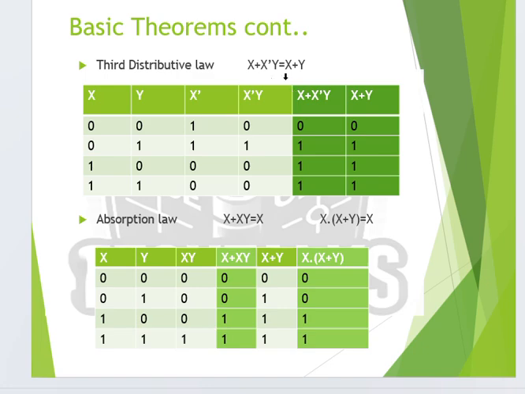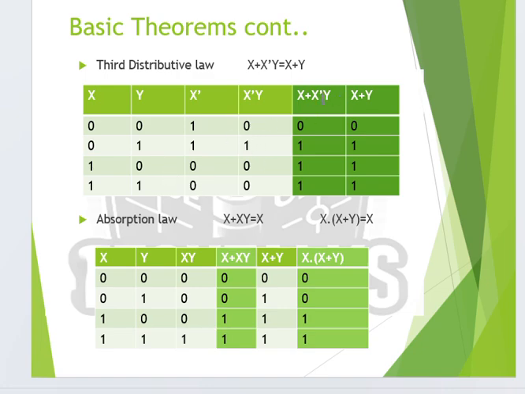Third distributive law. So it is x plus x complement y, it gives you x plus y. As there are only two inputs x and y, we will have only four combinations: 0 0, 0 1, 1 0 and 1 1. X complement will be the inverse of x, so the first two are zeros and the last two are 1, so it will be first two ones and last two zeros. X complement y, this is 0, both are 1 in this case, so output is 1, and here it is 0 and 0, so only one case will be 1.